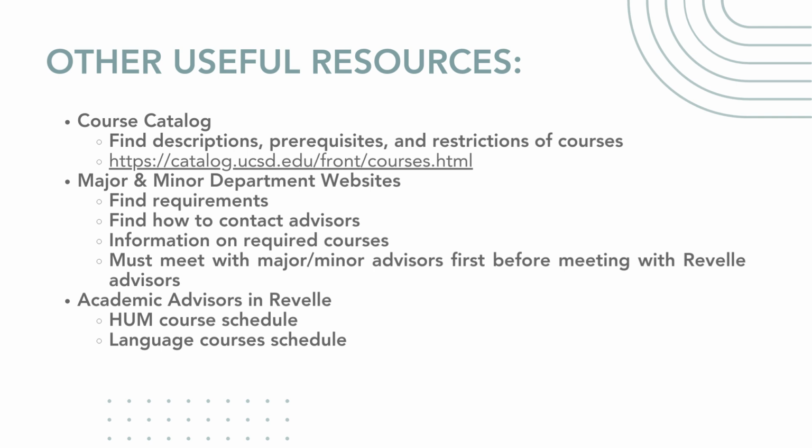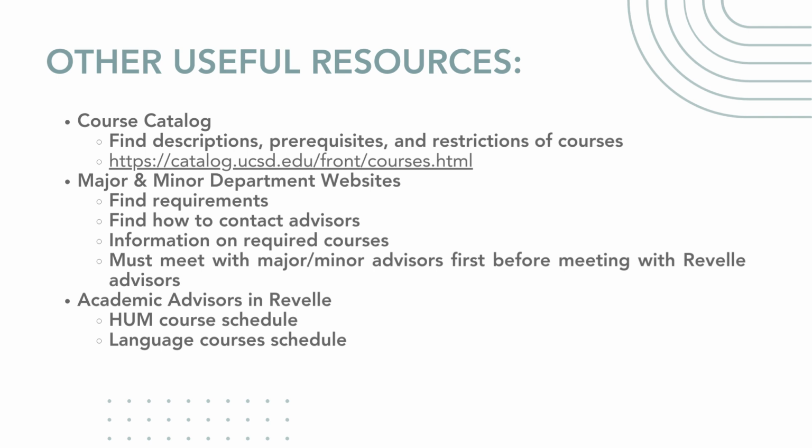An easy rule of thumb to find the major or minor department is to search on Google by typing the name of the program, followed by the word minor, and UCSD after. For example, if you are interested in a business minor, you can search Business Minor UCSD, and the first link should be to the department's website.